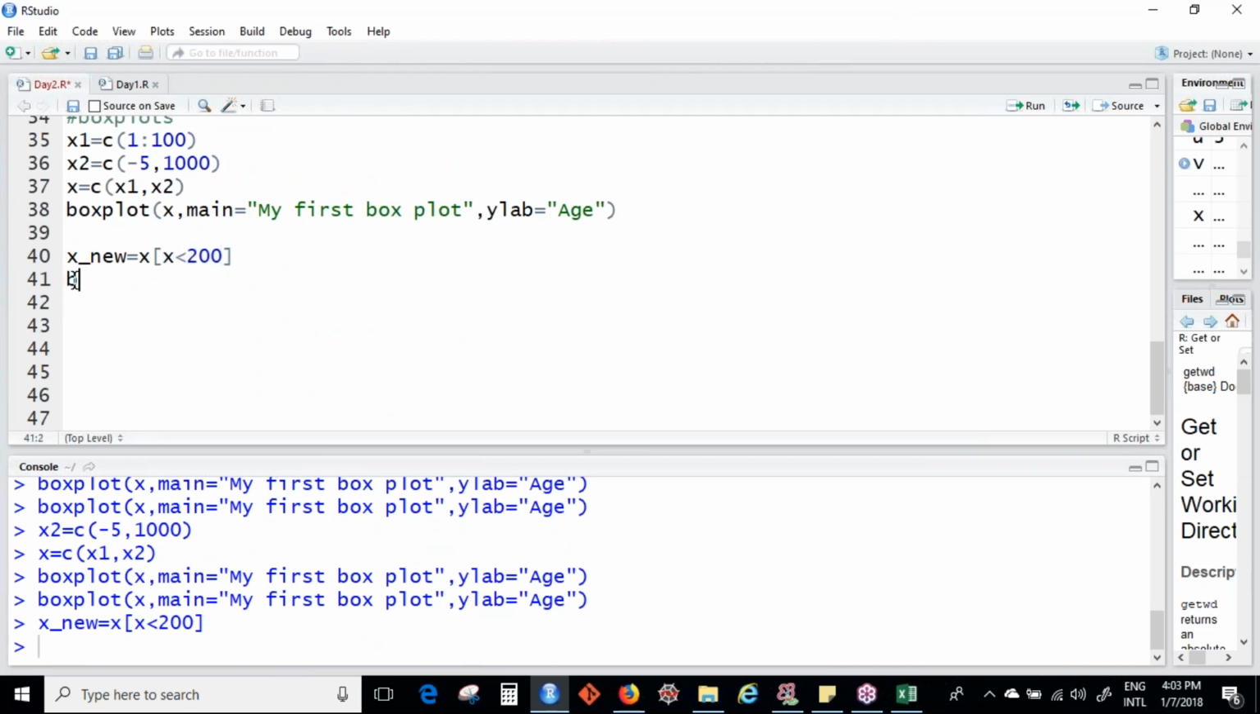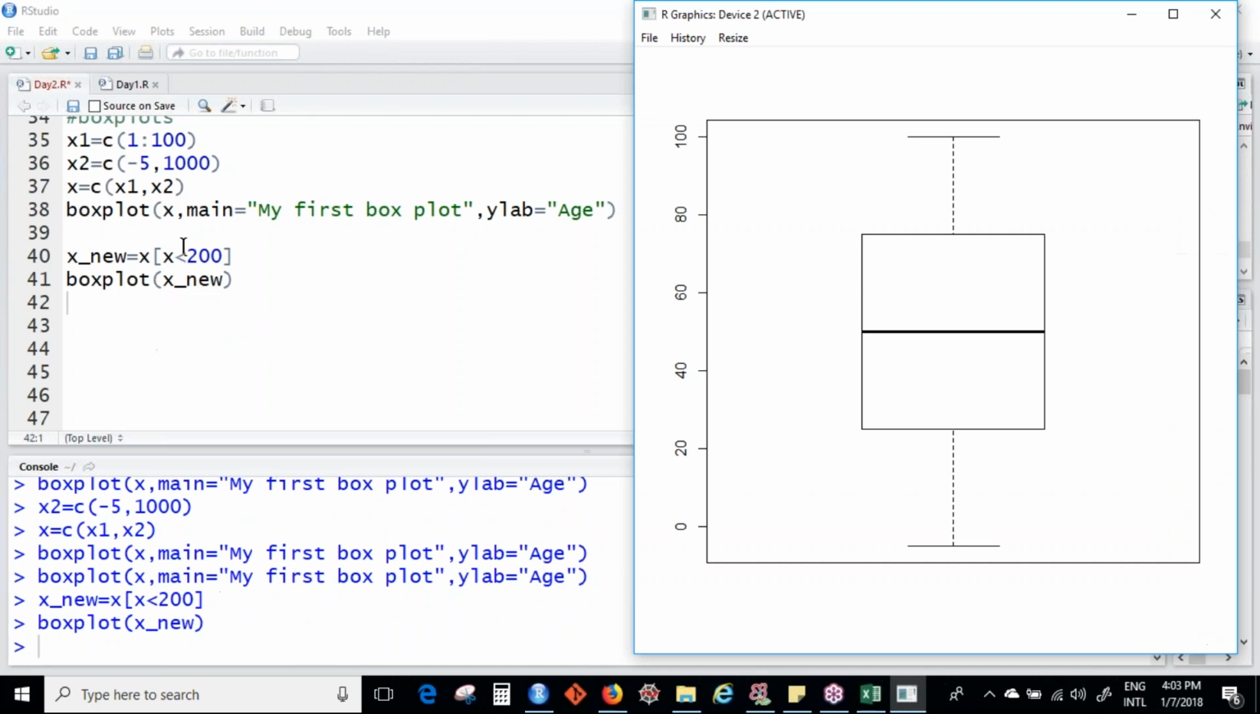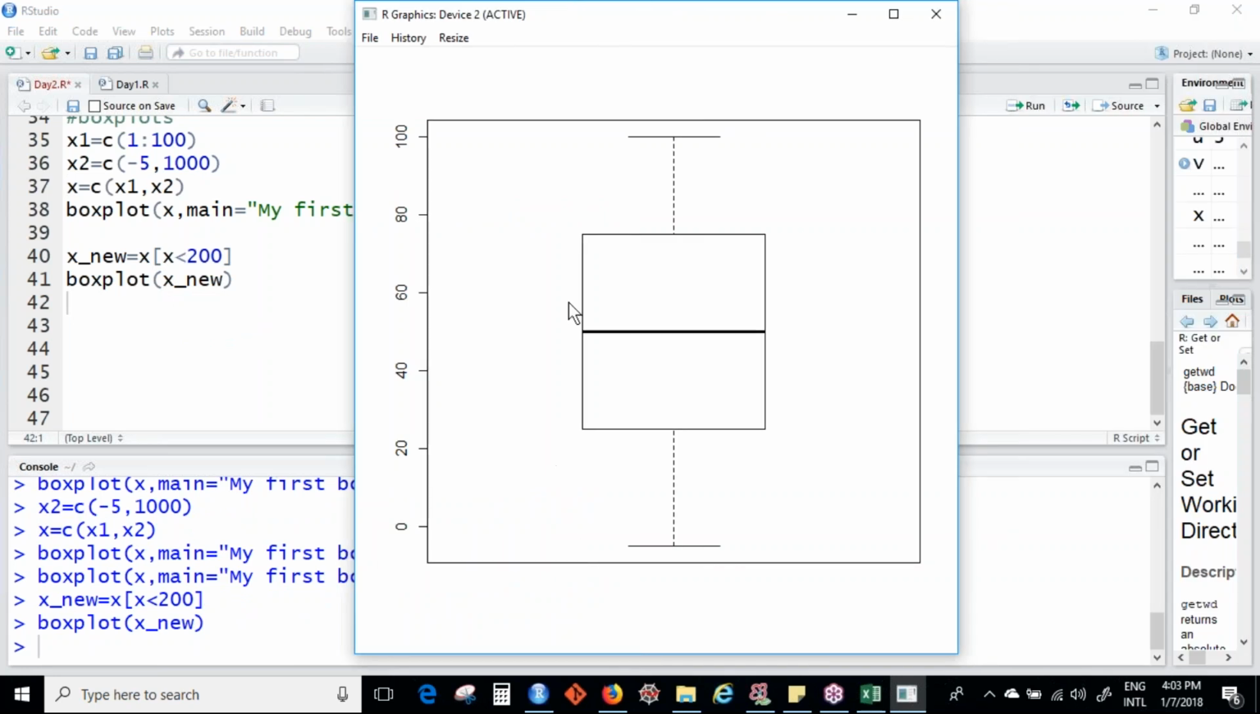So if you draw a box plot again of x_new, you will not find the outlier now. See, there is no outlier now. You are getting a nice box plot. So you know how to identify an outlier. You know how to get rid of an outlier also now. Okay, so these kinds of questions I'll be sending in the assignment.